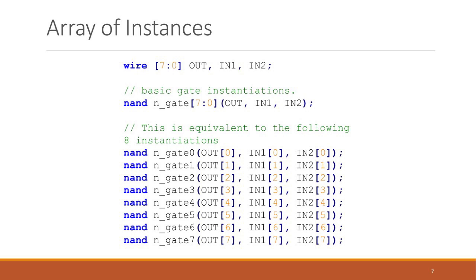So if it was not very clear, and to understand this better, an expanded version of this line of code we wrote earlier is given next actually. So the code line we wrote is totally equivalent to the collection of given 8 instantiations of NAND gates named from N gate 0 to N gate 7. So in a compact way, we instantiated all these 8 NAND gates by using the syntax we discussed.